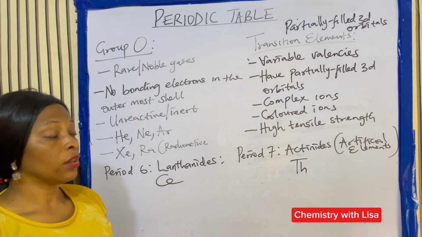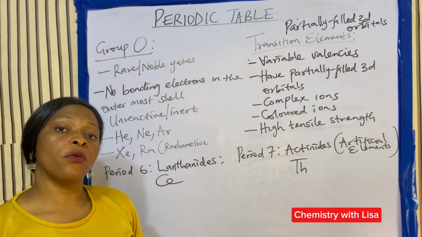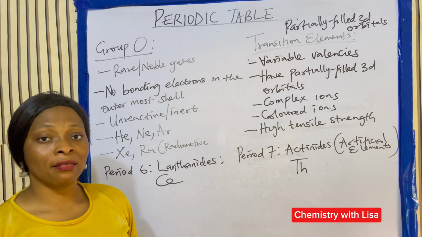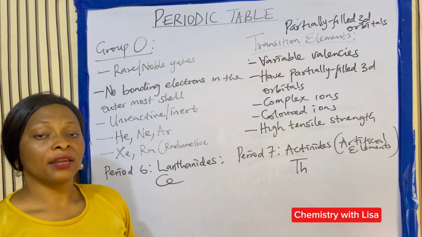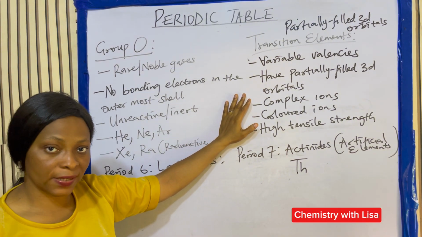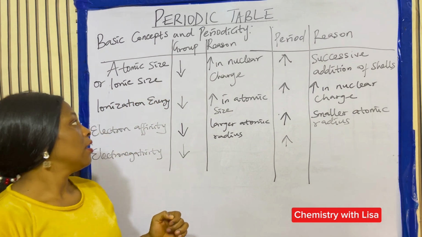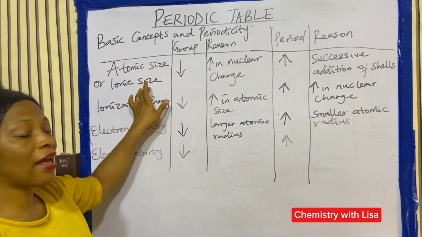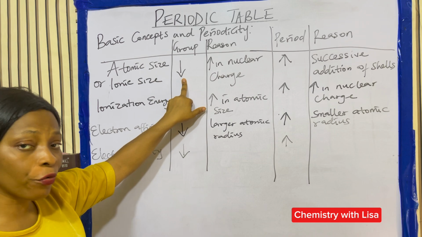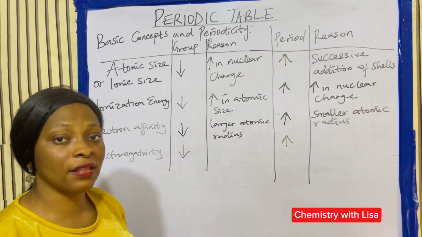Example, thorium. Now I want you to know that many of the transition elements serve as catalysts, like manganese, iron, copper, nickel. They are very good for commercial purposes. Okay, so let's look at this basic concept as it regards periodicity. Now, atomic size or ionic size decreases down the group due to increase in nuclear charge, which tends to pull the electron to itself.